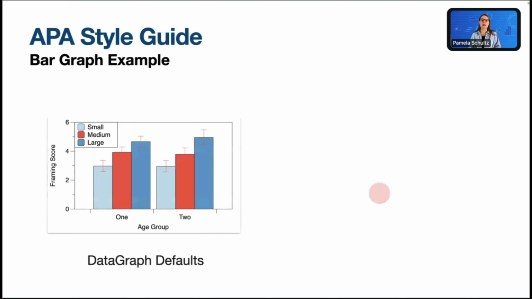First of all, if I make a side-by-side bar graph in DataGraph using the defaults as we have them set up, it will look like this. This is not a bad graph. It is relatively clean looking. In fact, that's one of the things we often get comments about from DataGraph, that it creates out of the box really nice, clean looking graphs.